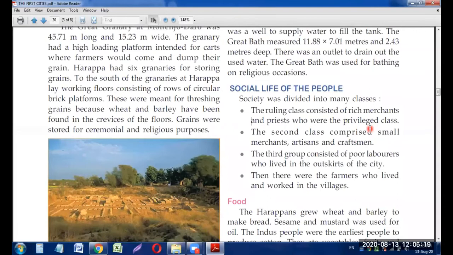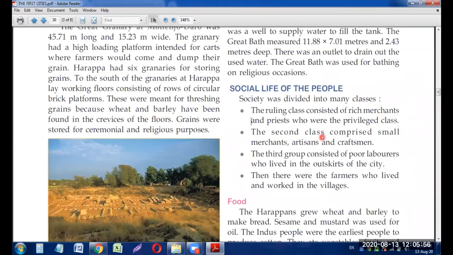We still respect priests. We pay a lot of respect to the priest, whether it is a Maulana, a Pandit, or a father of the church. We used to give a lot of extra facilities to those people also. We pay respect, and we pay them some amount of money whenever we give donations. So the rich merchants and the priests were ruling over the people at that time, and they were enjoying privilege. Privilege means extra facilities they were getting.